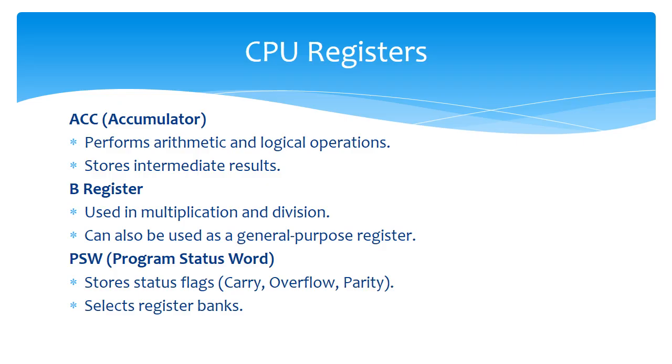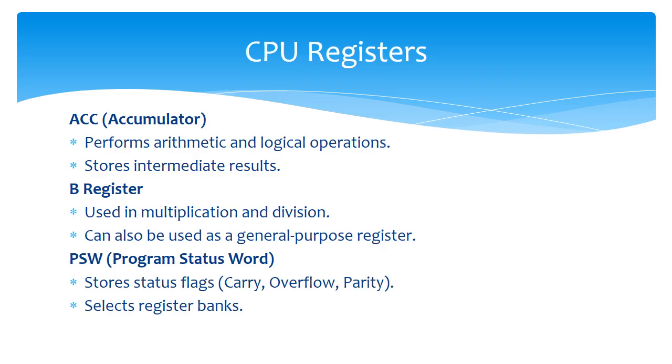You have another register which is called the B register, which is again a special function register. This has very much importance in multiplication and division, where all the instructions will make use of the B register. One data in the accumulator and one data in the B register is needed for the multiplication and division. Similarly, the result will also be saved in the B register.